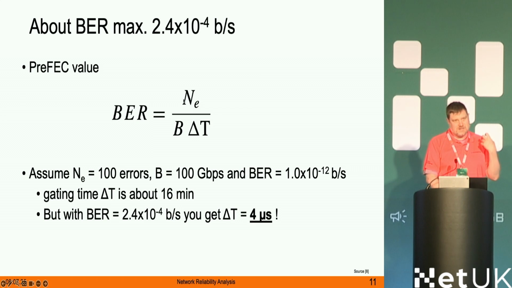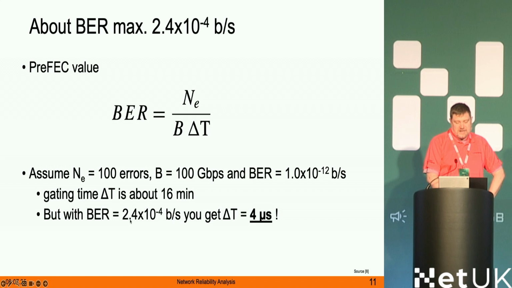In order to really get rid of this doubt, what is usually done is you take a sample of 100 errors, you send them through, you assume a bit error rate you want to have as a target, and from that you can calculate your gating time. And in this example with 10 to the power minus 12, you have a gating time of 16 minutes, right? Which means in 16 minutes you can expect an error between 1 and 100 if you have a rate of 100 gigabits per second.